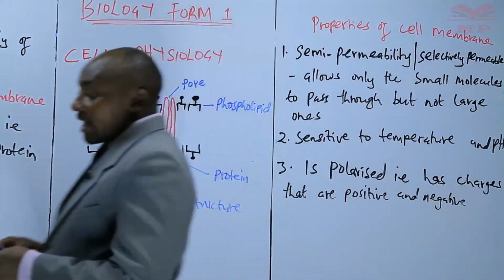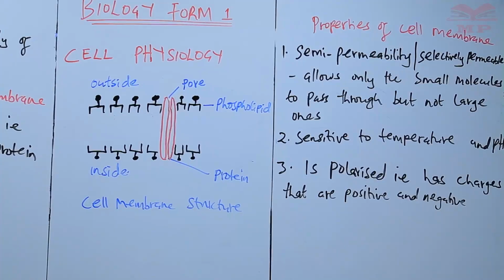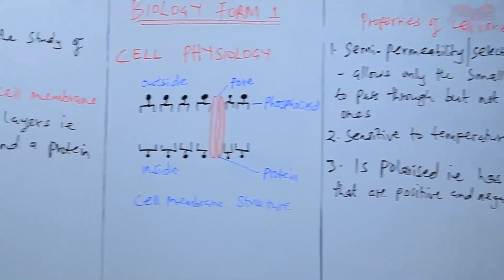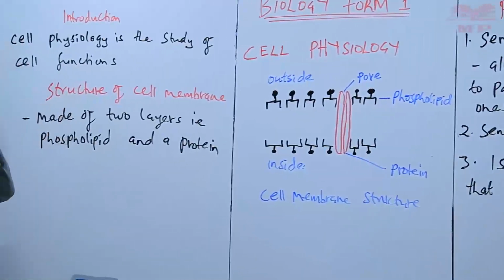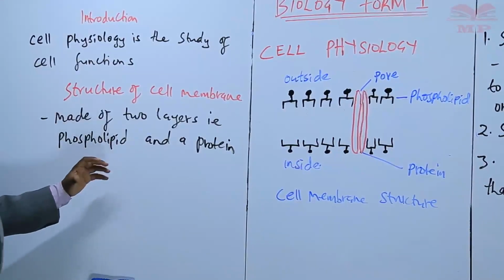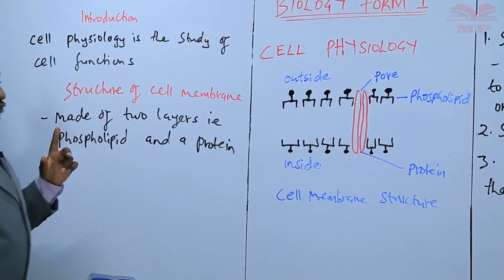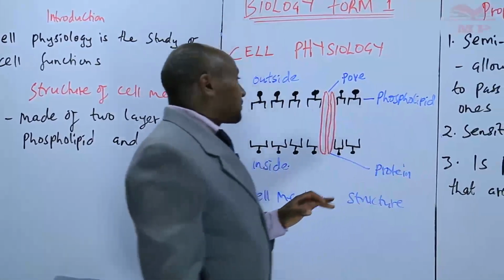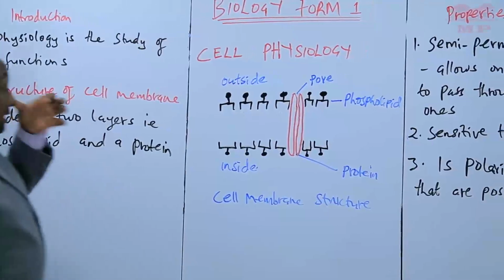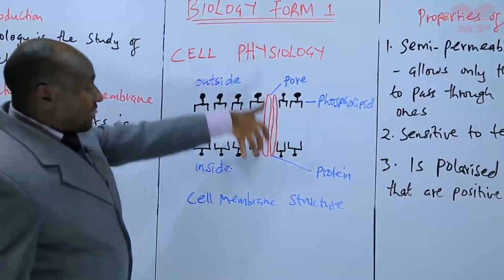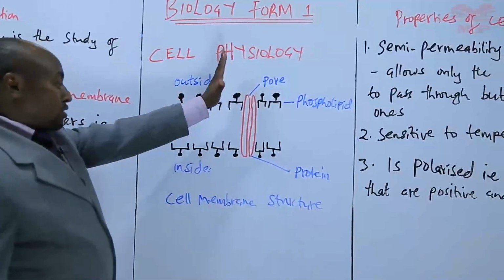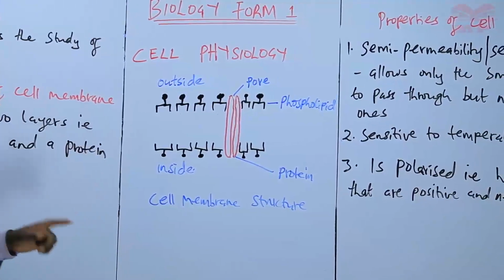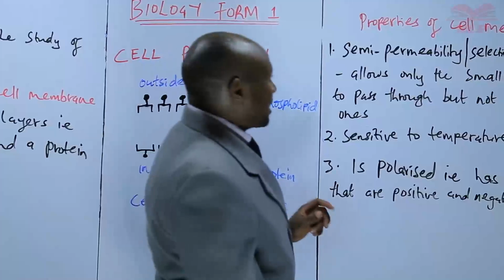So basically, we have looked at the objectives of the entire topic. We have listed them down. Then we have gone ahead and defined what is cell physiology as the study of cell functions. We have looked at the structure of the cell membrane, and we have seen that the cell membrane is made of 2 layers. There is the phospholipid layer and there is the protein layer. And then we have also said that in the protein layer, there is a pore that allows materials to get in and out. Then we have looked at the 3 properties of the cell membrane.